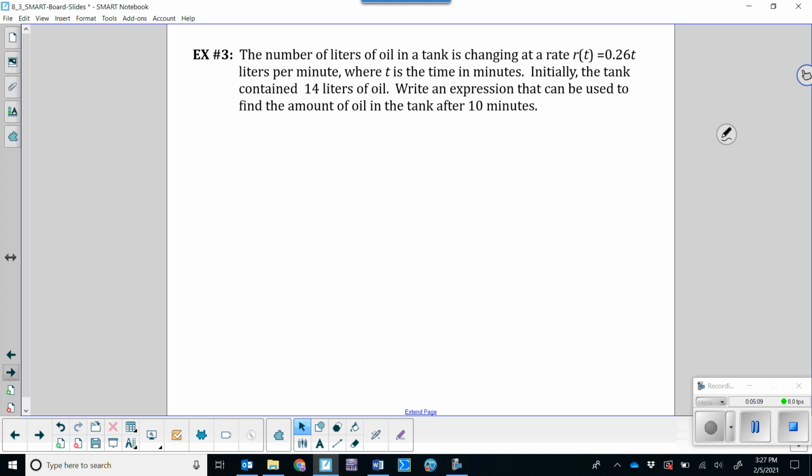So example 3, we have the number of liters of oil in a tank changing at a rate of 0.26t liters per minute. Initially, they contained 14 liters of oil. Write an expression that can be used to find the amount of oil.